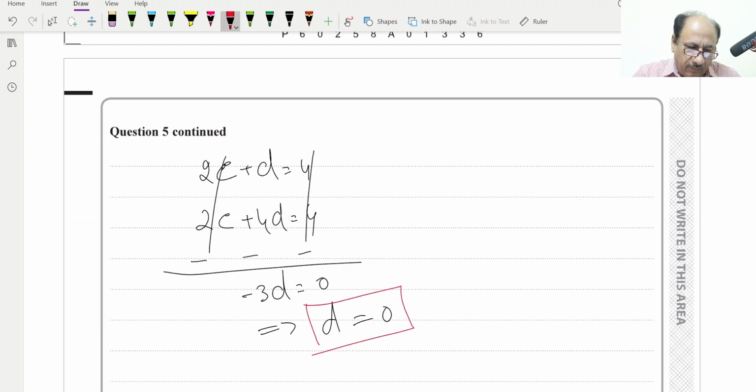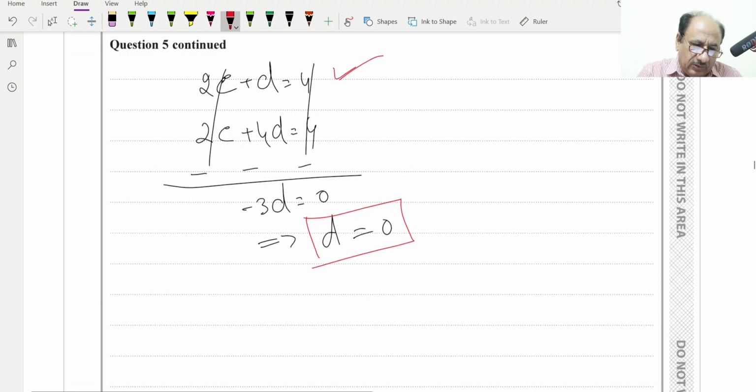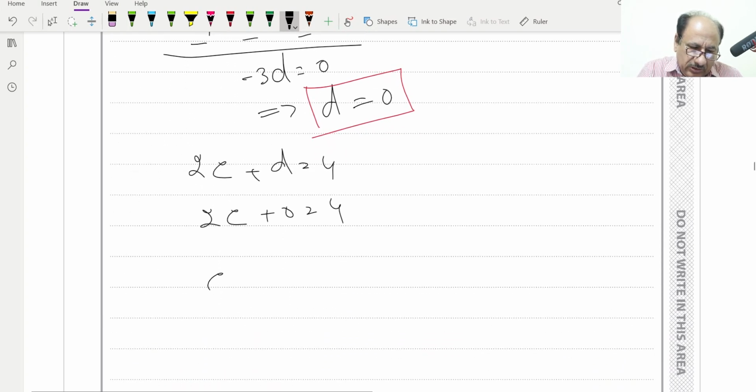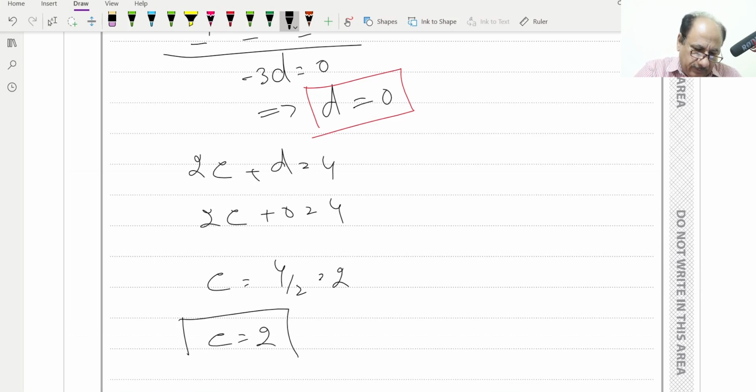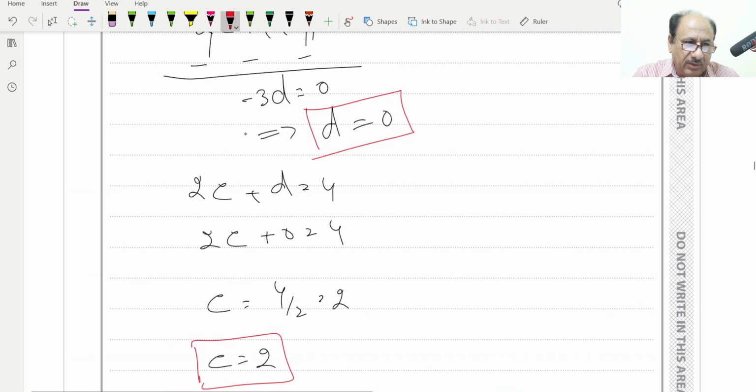value. And we will replace this value in any of these two equations. So I'll replace in the first one, which is 2c plus d is equal to 4. So 2c plus 0 is equal to 4. This implies c is equal to 4 by 2, which is equal to 2. So c is equal to 2. So we got this value as well. Now we got the a, b, c, d values, and we will write the matrix.